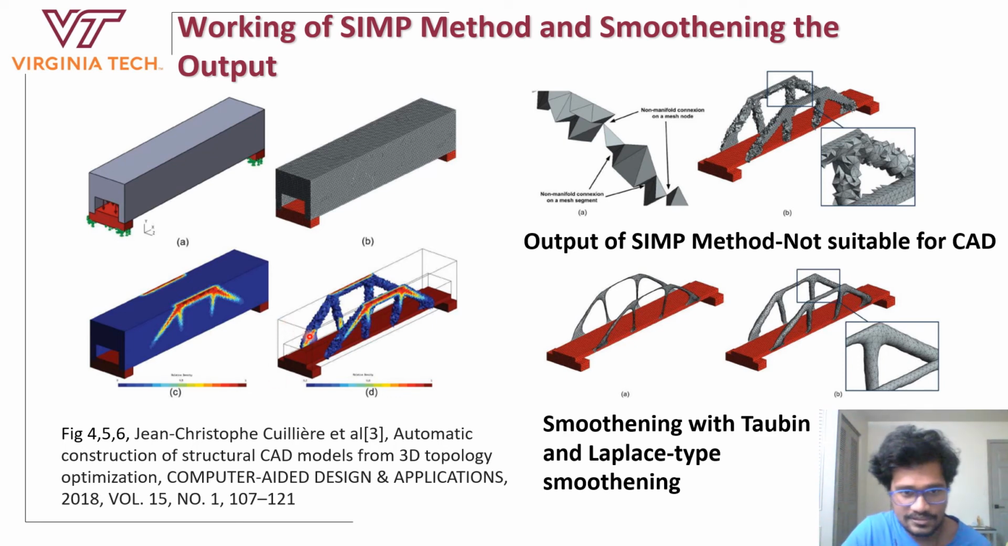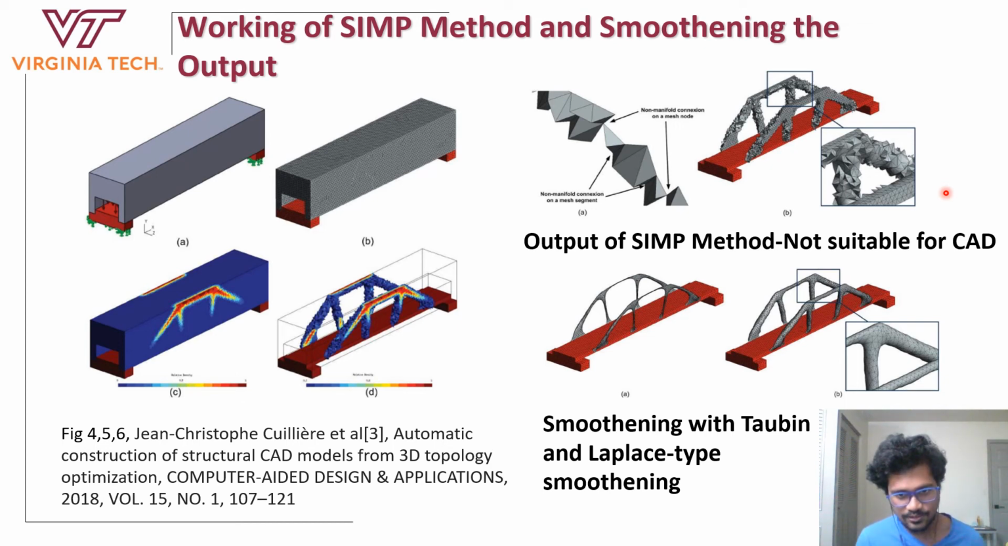But the thing to note is that this image has been zoomed in over here. So the output that is generated is not smooth. It basically cuts off the tetrahedrons which do not have a lot of stress, and as a result, a very rough structure is formed, which is obviously not suitable for a CAD approach. So this whole structure needs to be smoothed out.